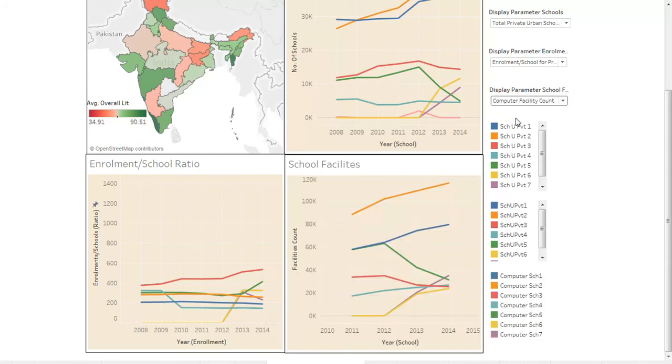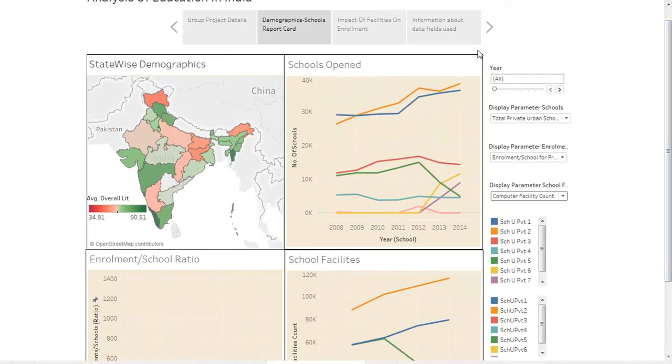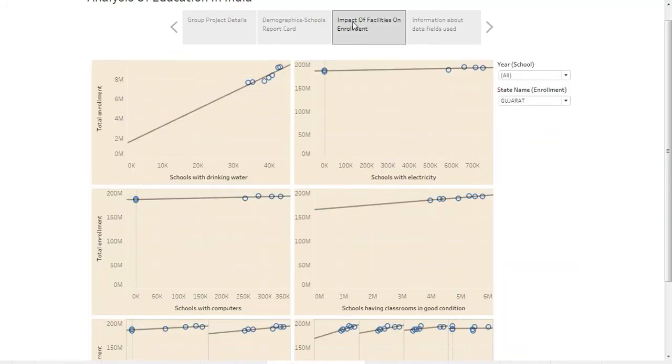Now that we have seen how the schools and the facilities in those schools have grown over time, we now analyze the impact of various infrastructure facilities like water, electricity, computers, classrooms in good condition, toilets, and teacher qualifications on the enrollment in different states. This dashboard drills down further to understand how enrollment varies with various kinds of school facilities.